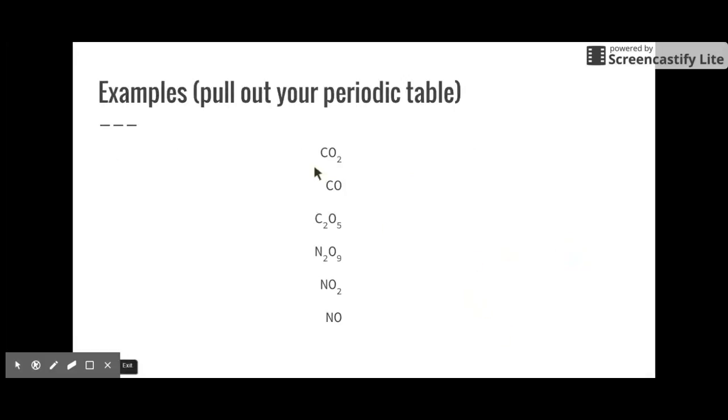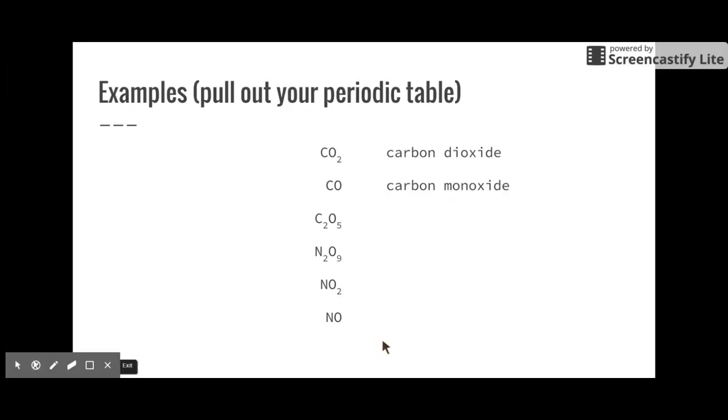So here are some examples. How would you name this first one? Well, you're probably used to it. It's carbon dioxide because there are 2 oxygens and 1 carbon. Notice that we don't use mono here for carbon because it's the first element and there's only 1. So it's carbon dioxide. How about this second one? This one is carbon monoxide. That means 1 carbon and 1 oxygen.